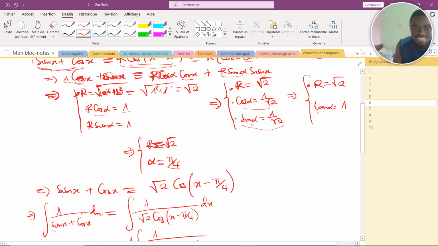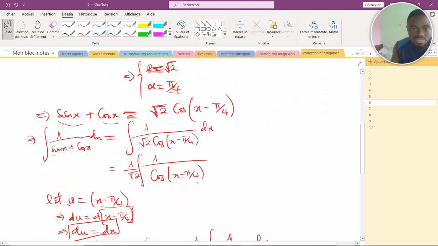So sine x plus cos x can be written in the form root 2 cos of x minus pi on 4. Very interesting. So what does it mean? It means that this integral reduces to the integral of 1 all over, and I'll replace this by root 2 cos of x minus pi on 4. Is that okay? I'll put my 1 on root 2 outside.